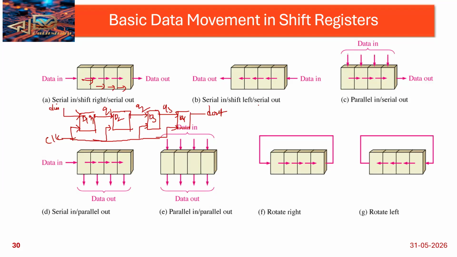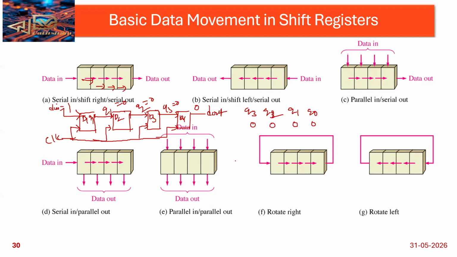Now you can consider Q3, Q2, Q1 and Q naught. Initially all are zeros. So Q3 is 0, Q2 is 0, Q1 is 0, all are zeros. After that, I am giving value 1. D1 is 1, Dn is 1.